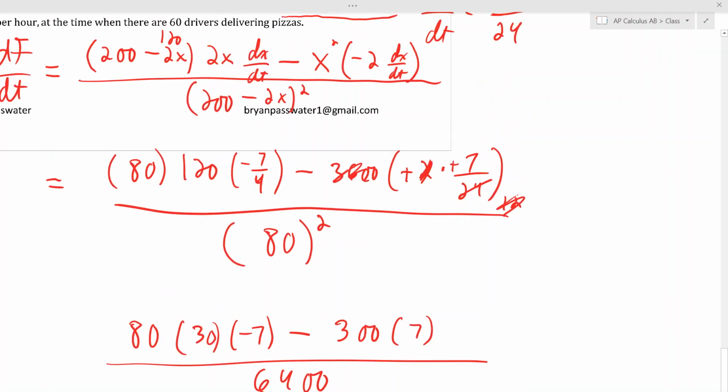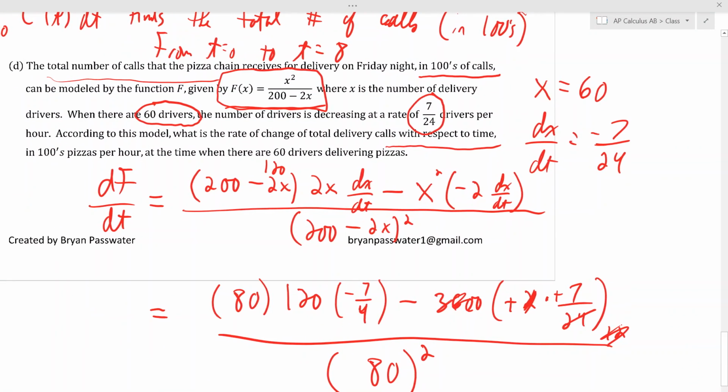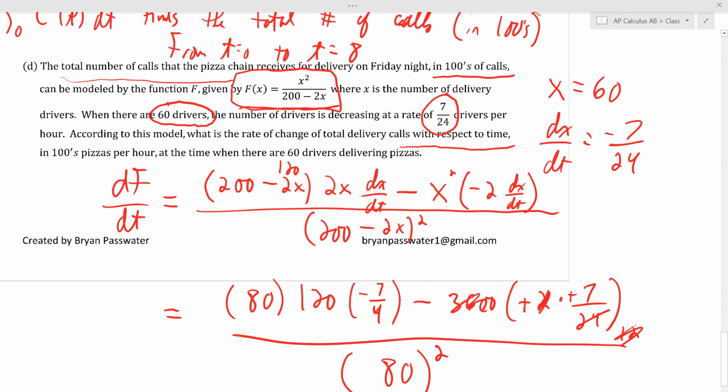Okay, that's not really super crazy important, but our units on that are going to be hundreds of beats per hour, right? Oh, no, delivery calls. Hundreds of delivery calls per hour, yeah.